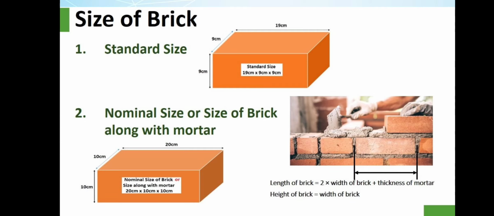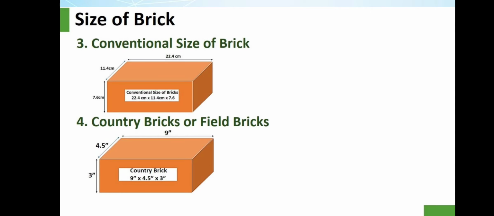Size of brick. A standard size brick is 19 cm × 9 cm × 9 cm. Nominal size, the size of brick along with mortar, is 20 cm × 10 cm × 10 cm. Conventional size of brick is 22.4 cm × 11.4 cm × 7.6 cm. Country bricks or field bricks.